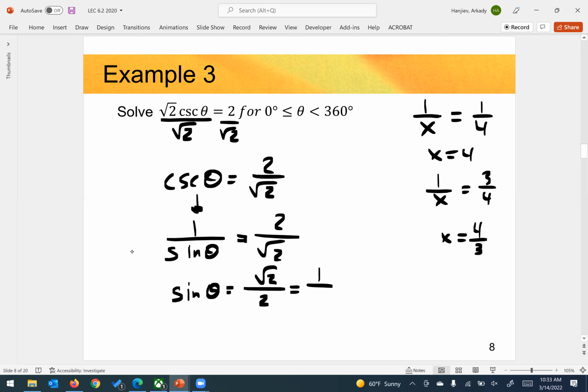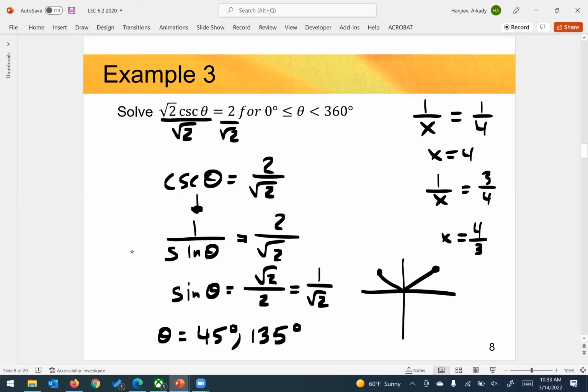Which is the same thing as 1 over root 2. Sine is y. It's 45 degrees. Theta is equal to 45 degrees, 135 degrees. Okay, are we good there? Not bad, right? Just kind of getting a little more.